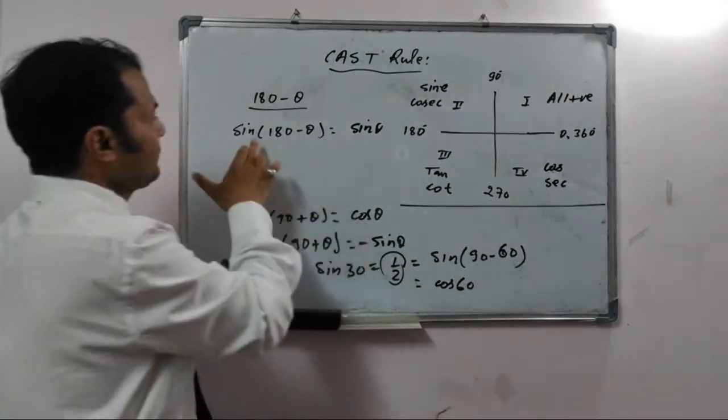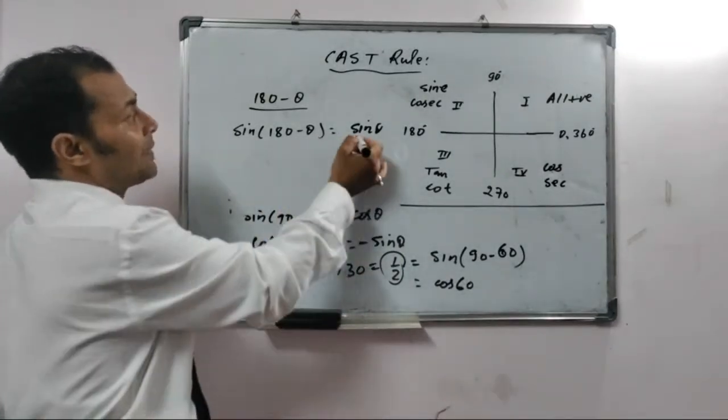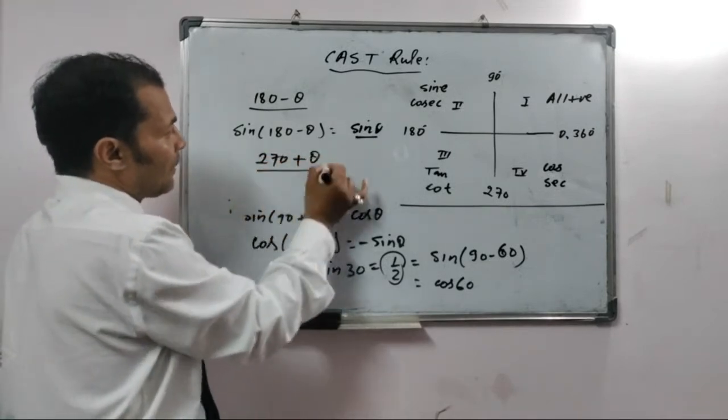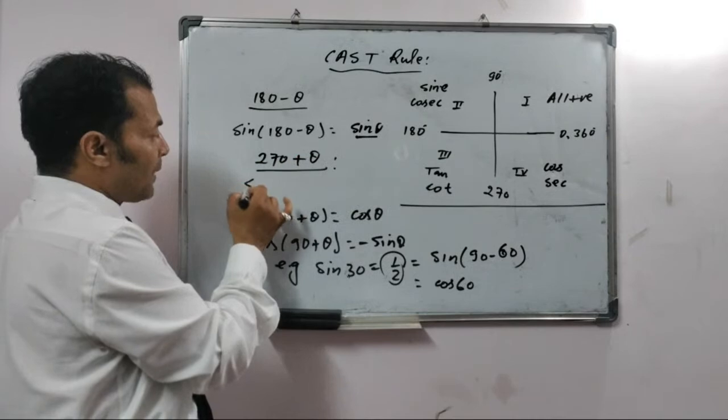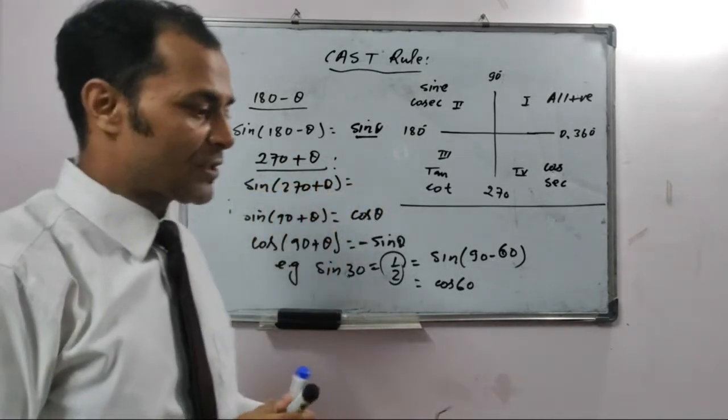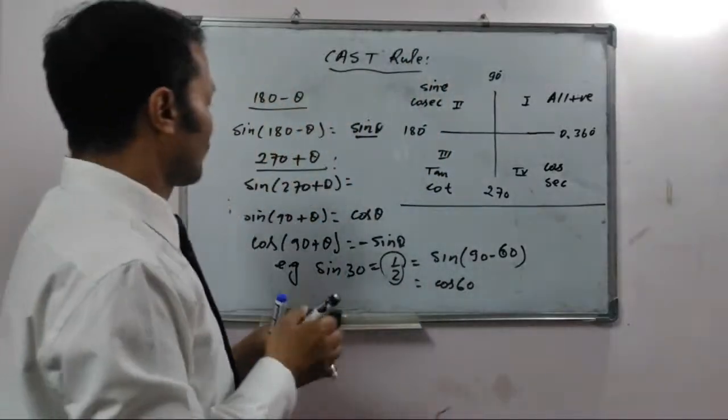All right, so sine 180 minus theta will be sine theta. Okay, I'm going to 270 plus theta. Tell me, anyone, what is the value of sine 270 plus theta? Anyone? What should be the value?